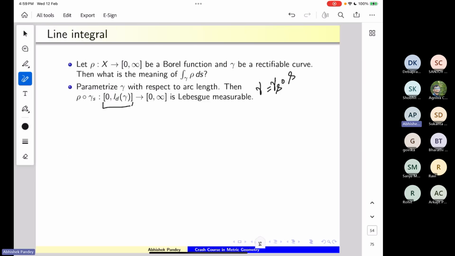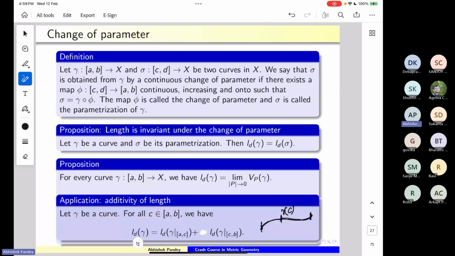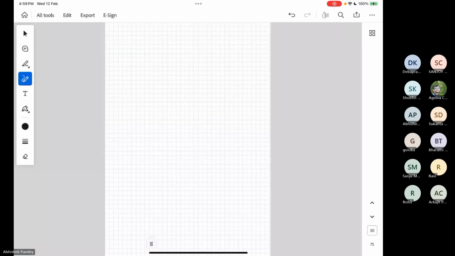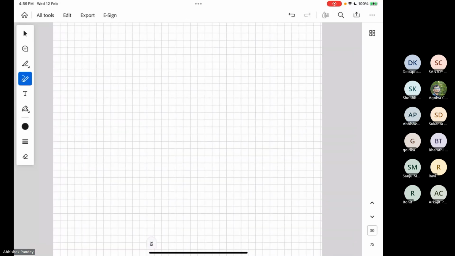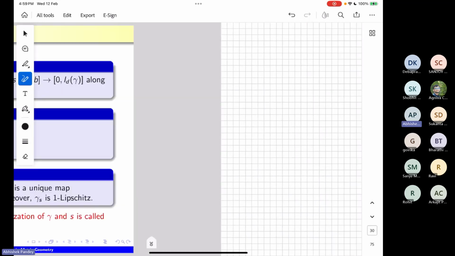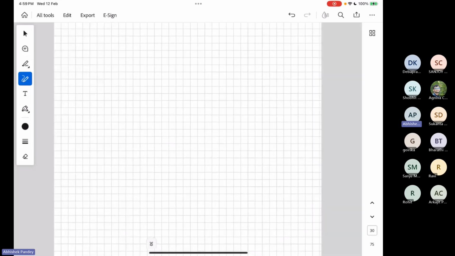Okay, so we'll now see the proof of the arc length parametrization. We'll divide this proof, this theorem's proof, into two lemmas.